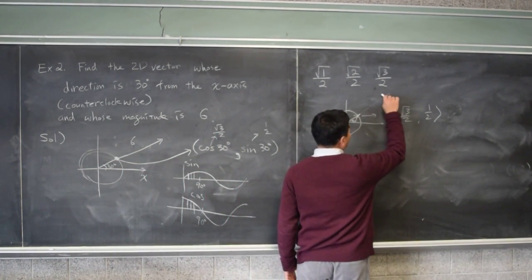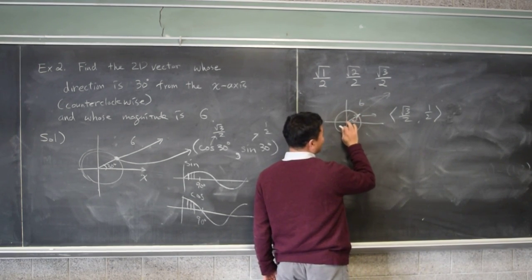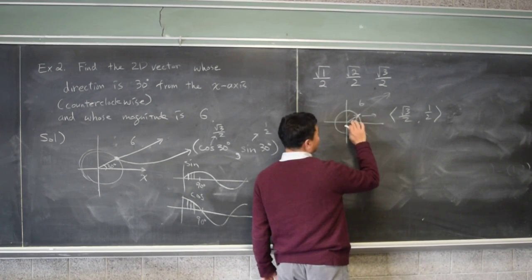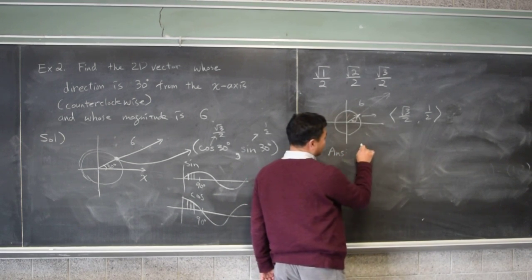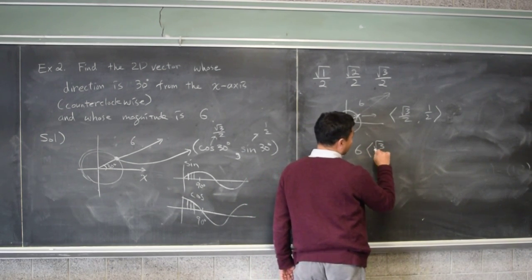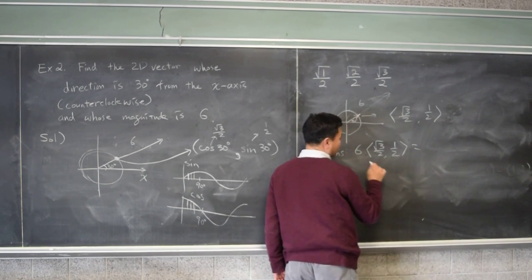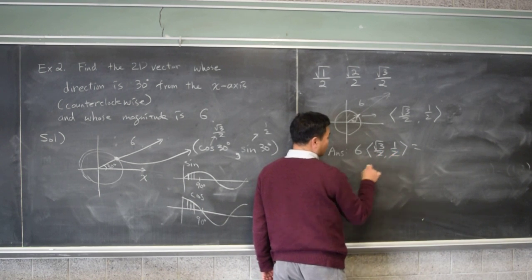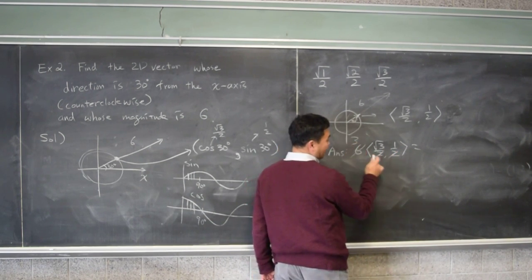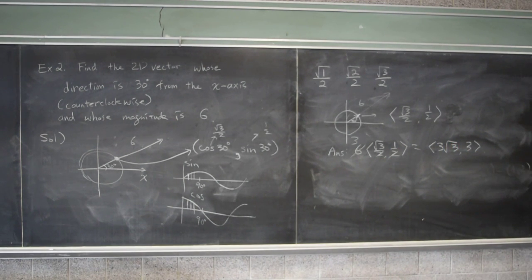So we take 6 times this to get the answer. So the answer is 6 times radical 3 over 2, comma 1 over 2. Okay. 6 and 1/2, they reduce, right? So 2 reduces 6 to 3, so it's 3 radical 3, comma 3. So that's the answer.